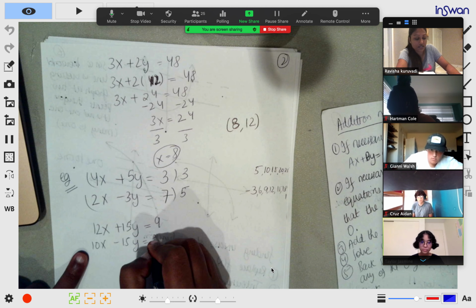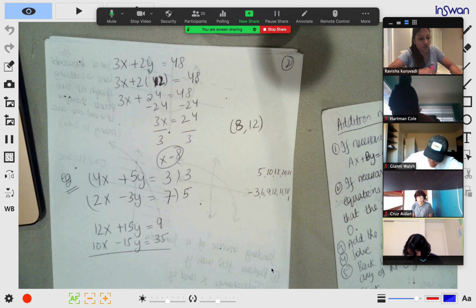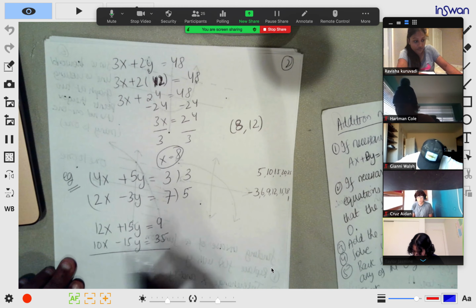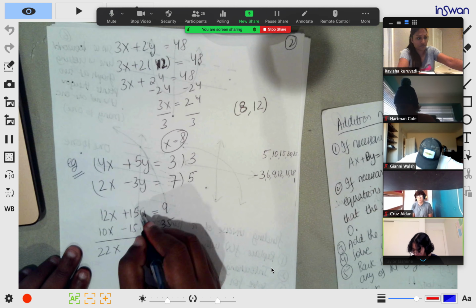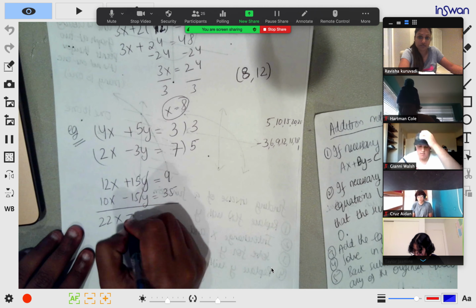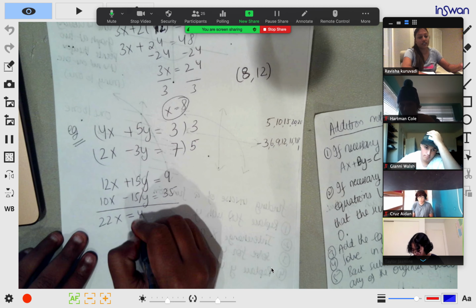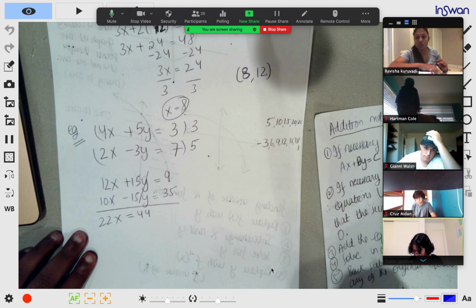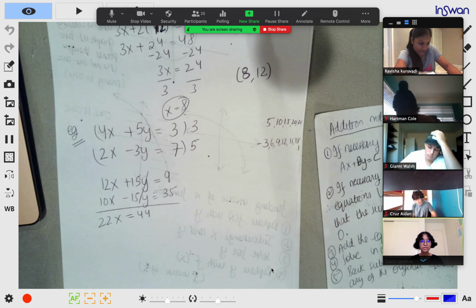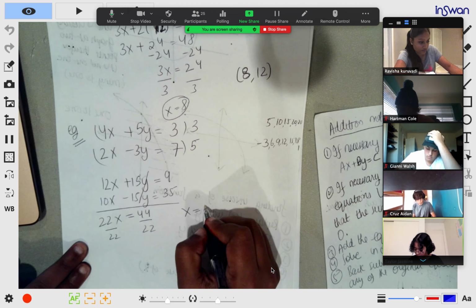Okay, perfect. The next step is to add them. What is 12x plus 10x? 22x. 15y minus 15y? 0. Yeah, they cancel. 9 plus 35? 44. Correct. Once you got this, now you can solve for x. What will you do? Divide by 22 on both sides. Correct. X is equal to? 2. Perfect. You got your x.